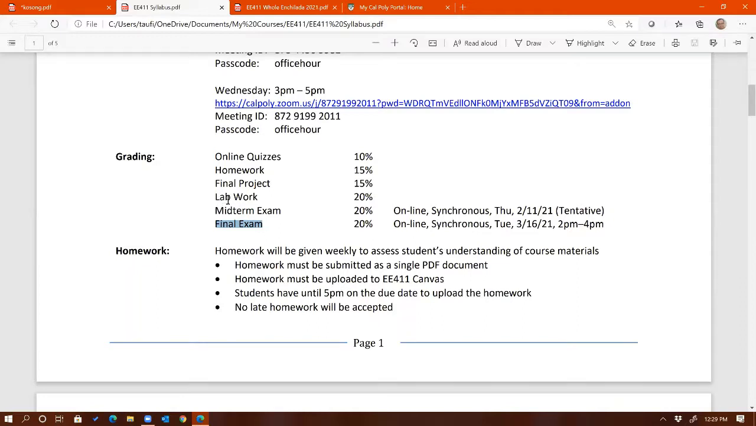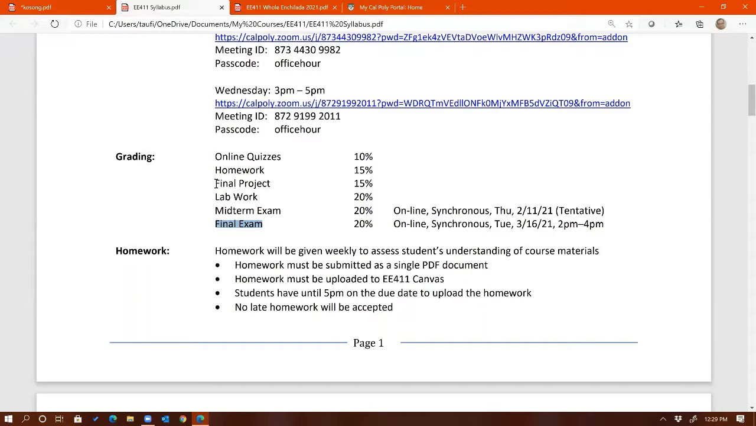And then you can see that lab work is 20% instead of 25%, because I want to put the 5% into the final project as part of the, quote unquote, hands-on experience for this class. We cannot use the lab yet, so I'm trying my best to replace lab experience with this final project.